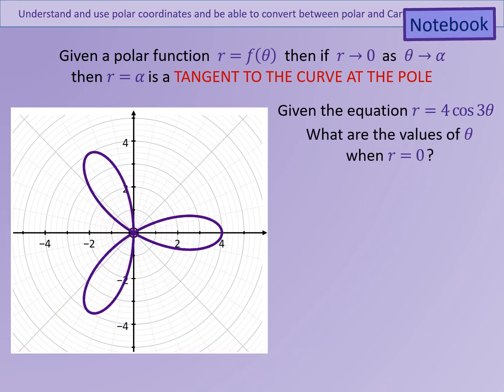So we're going to consider the curve r equals 4 cos 3 theta here. We want to find the values of theta when r equals 0. So we can see by inspection there seem to be one about here as the curve gets closer and closer to 0, one about here as the curve moves away from 0, and another here, here, here, and here. So the tangent to the curve is a tangent that also goes through the pole.